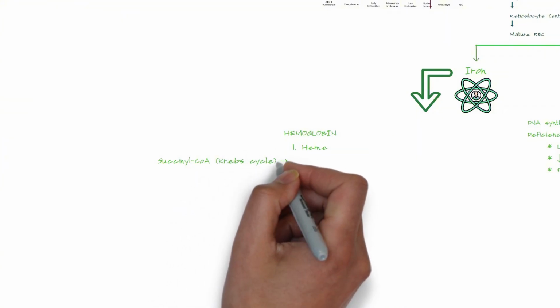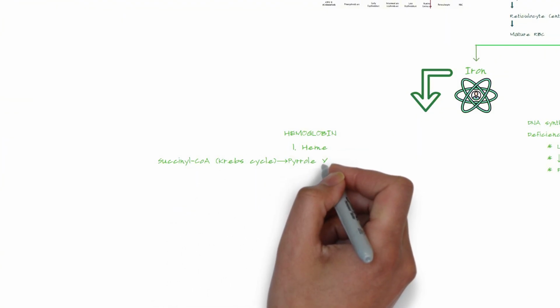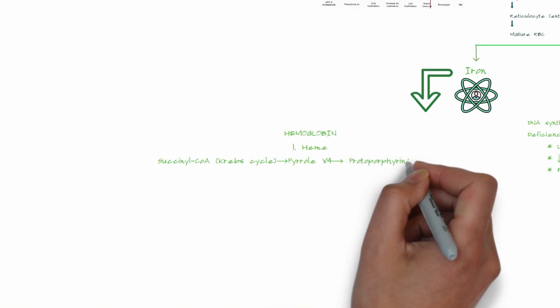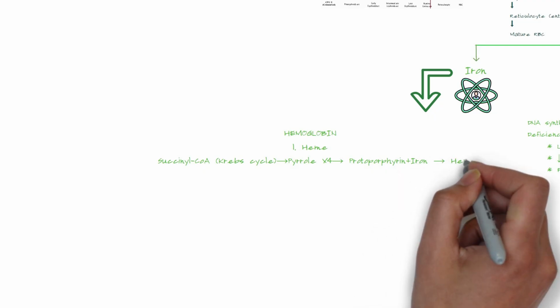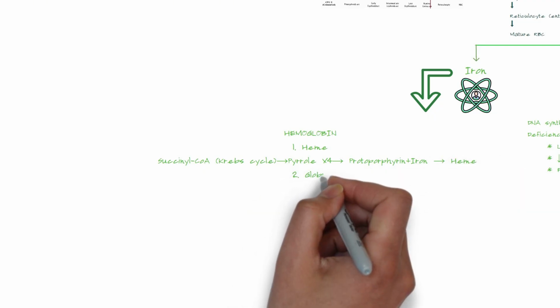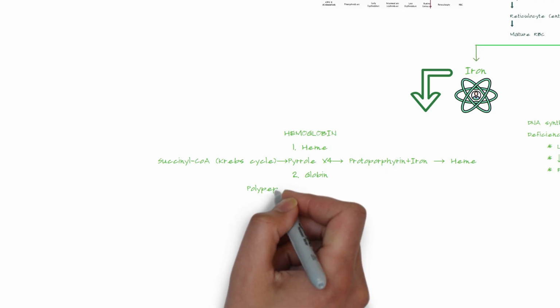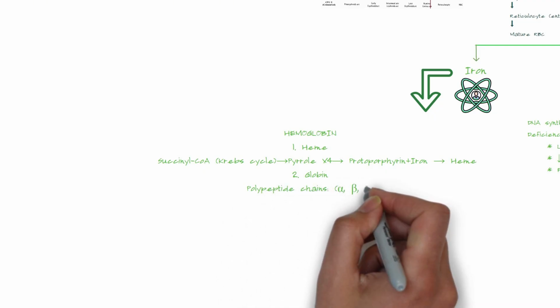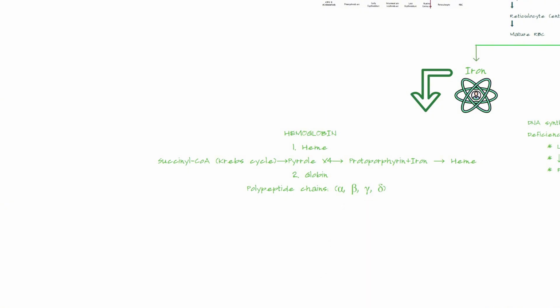The hemoglobin consists of two main components: the heme, which is derived from succinyl-CoA from the Krebs cycle, converted to pyrrole, and we need 4 pyrroles to form a protoporphyrin, and we need protoporphyrin to combine with the iron to form the heme. The second part is the globin, which is a polypeptide made of amino acids, and we have 4 types: alpha, beta, gamma, and delta.